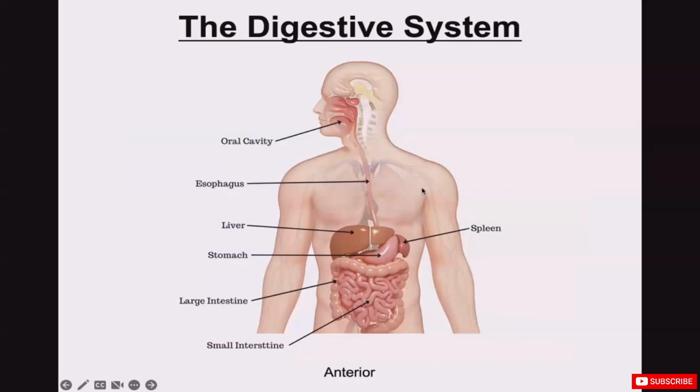We're switching gears to the digestive system. We have the oral cavity. Oral cavity takes us to the esophagus. From there, we go to the stomach, and we go to the small intestine and large intestine. And we have supporting organs like the spleen, liver, and pancreas, which is not shown here.